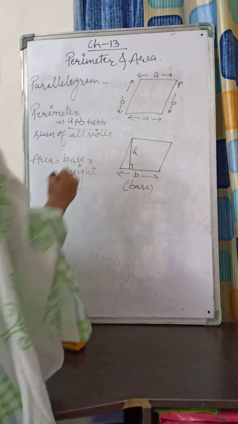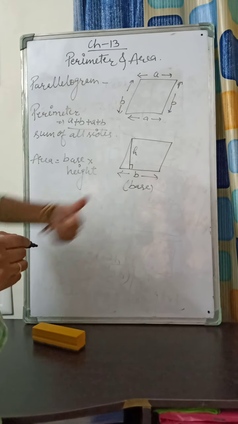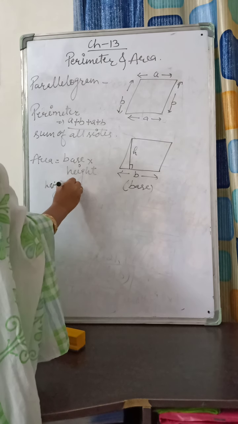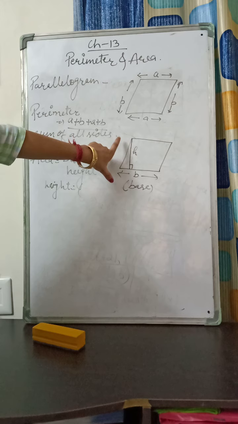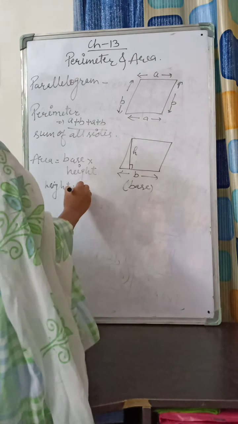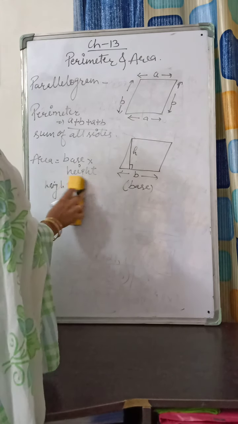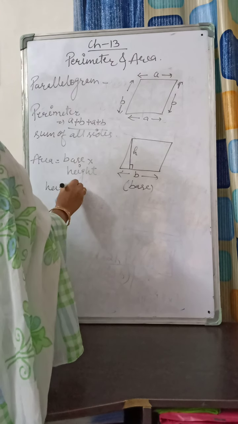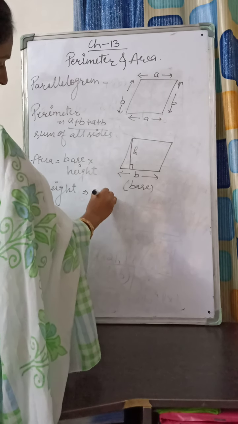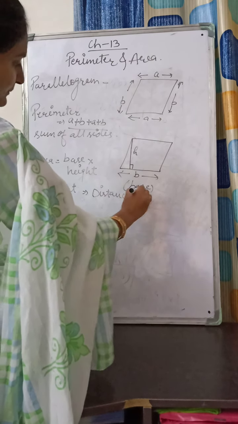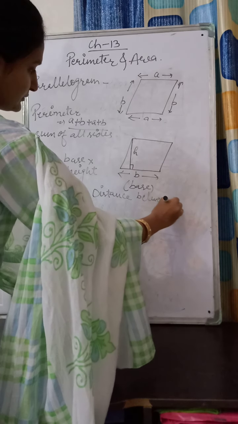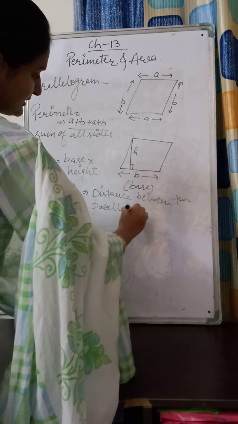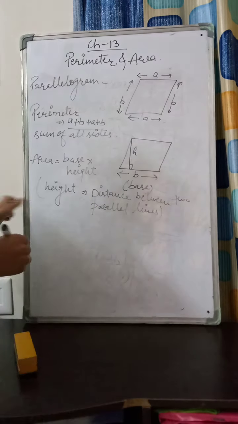height. Base, that means this base, and height, what will the height be here? Height is the distance between these two parallel lines. So height is the distance between two parallel lines. Fine, student.